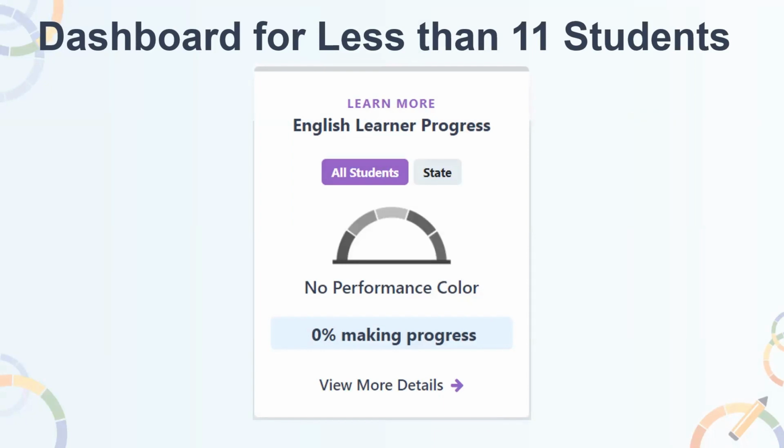If the N size is less than 11 students in the denominator, then no data is reported on the dashboard to protect students' privacy. In the third sample card, the student group displays no performance level with a grayed out gauge and no LP rate. The number of students, or N size, is not reported. Additionally, any LEA or school with less than 11 students in the denominator is not held accountable for differentiated assistance at the LEA level and CSI, ATSI at the school level.